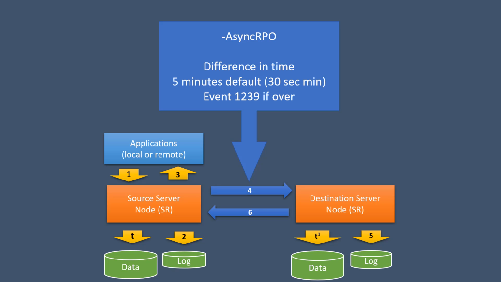If we ever go over our RPO, we will log an event 1239 and let you know, hey, it's over. You can also see this information if you do a Get-SRPartnership. Now, one of the questions I have had is, can I change it after the fact? The answer is, unfortunately, no. This is only set when you initially create the partnership. If you want to change it, you have to break the partnership and recreate the partnership.